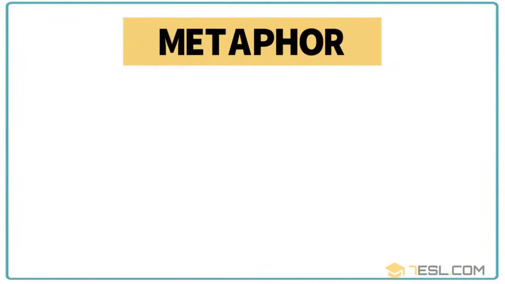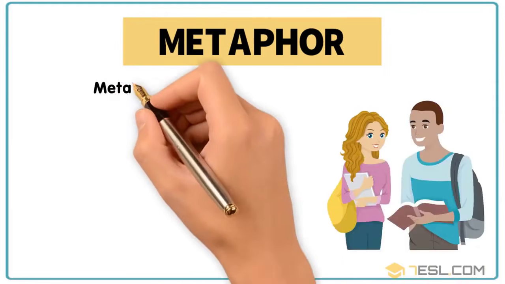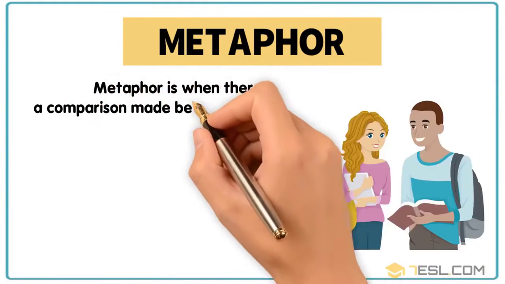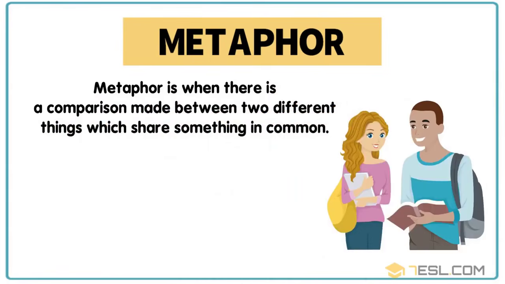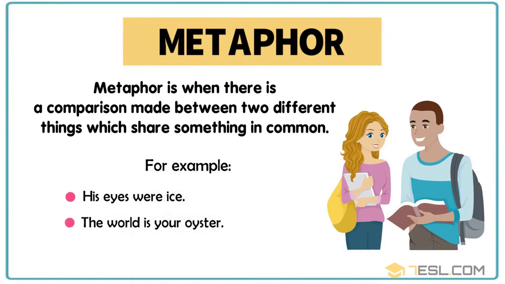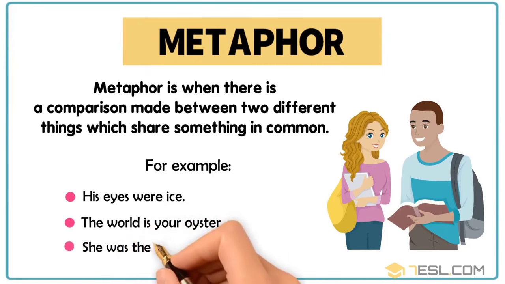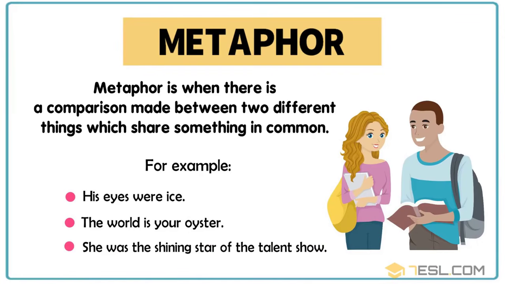Metaphor. Metaphor is when there is a comparison made between two different things which share something in common. For example, his eyes were ice. The world is your oyster. She was the shining star of the talent show.